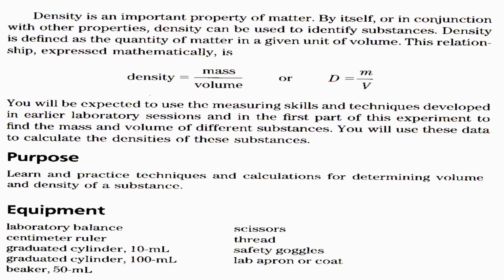The equipment includes a laboratory balance, a centimeter ruler, a 10 mL graduated cylinder, a 100 mL graduated cylinder, a 50 mL beaker, scissors, thread, safety goggles, and a lab apron or coat.